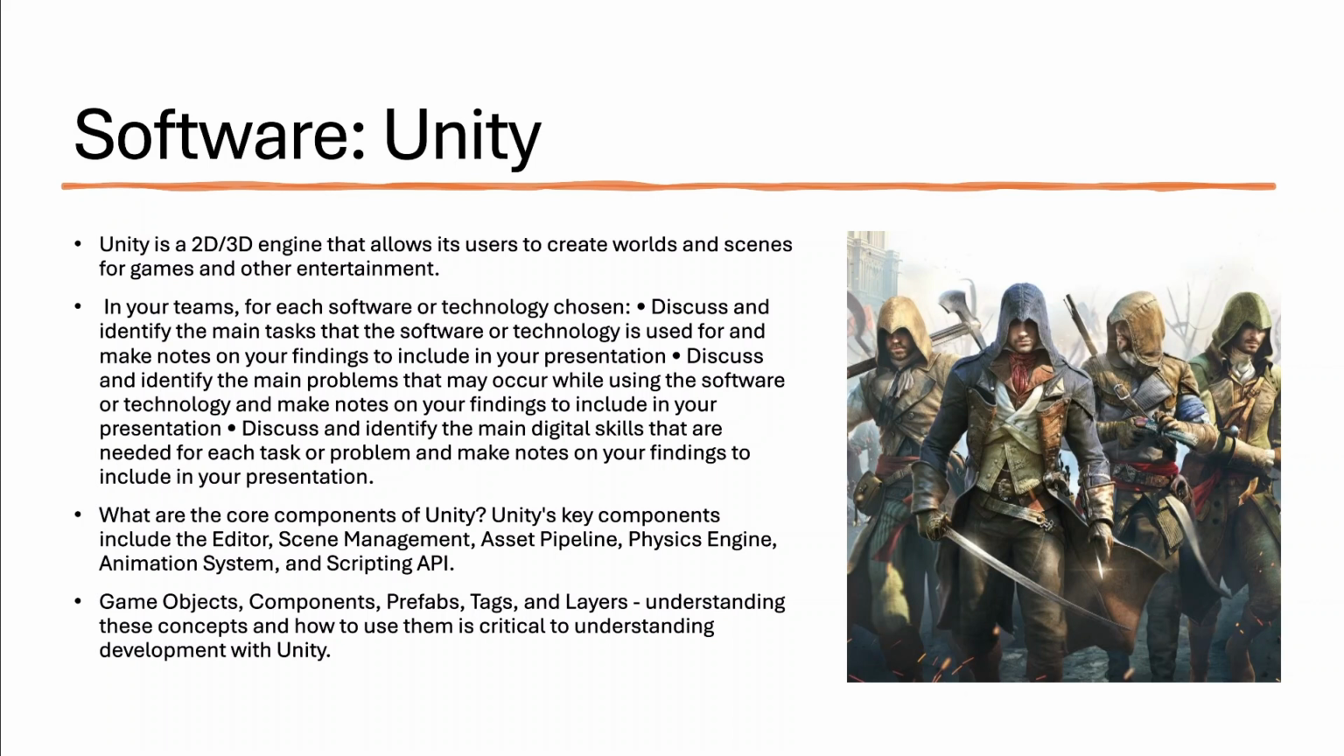What are the core components of Unity? Unity's key components include the editor, scene management, asset pipeline, physics engine, animation system, and scripting API. Game objects, components, prefabs, tags, and layers. Understanding these concepts and how to use them is critical to understanding development with Unity.